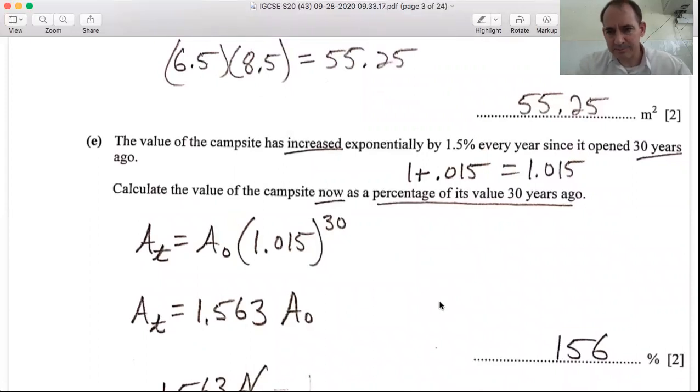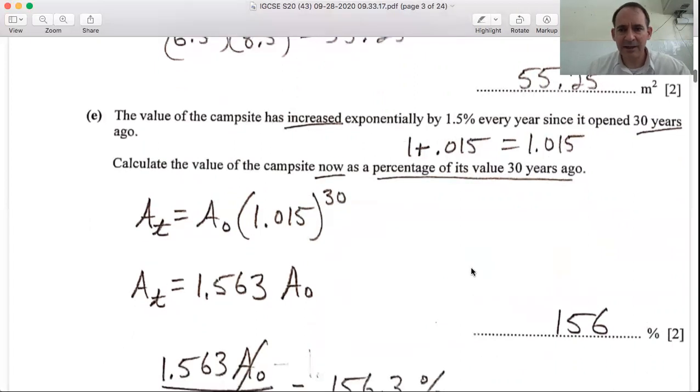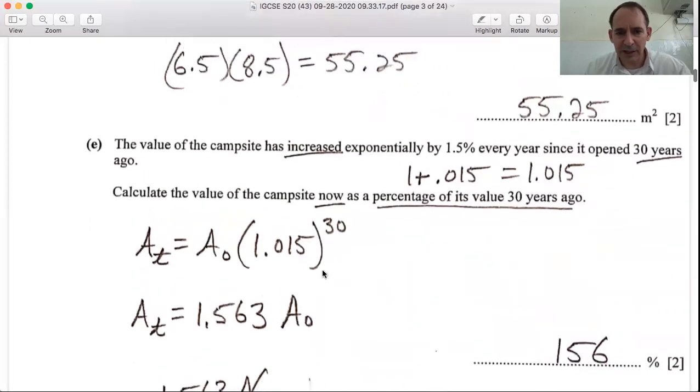Letter E, the value of the campsite has increased exponentially by 1.5% every year since it opened 30 years ago. So here's our increase by percent. So we have 1 plus, and change your percent to a decimal, 0.015. That equals 1.015. This is exponential growth, meaning you follow your compound interest formula.